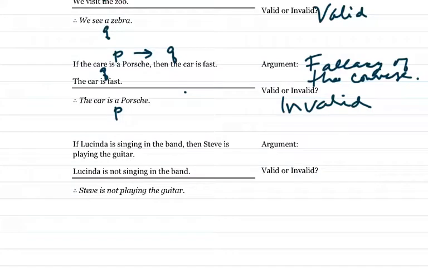If Lucinda is singing in the band, that's going to be our P, then Steve is playing the guitar. That's going to be our Q. Lucinda is not singing in the band, therefore Steve is not playing the guitar. So those are the negations, but we've negated the antecedent, which is the fallacy of the inverse.